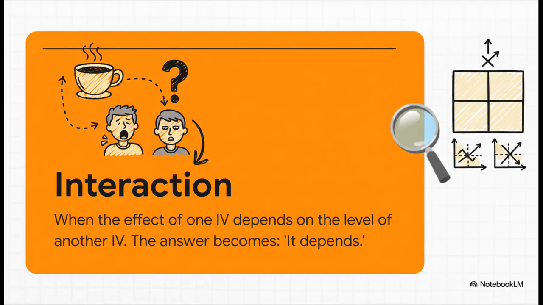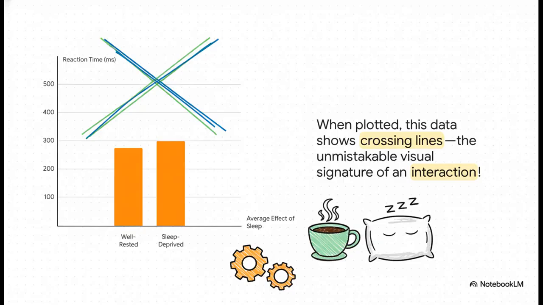This is the key. The secret password for an interaction is the phrase, "it depends." So when someone asks, "Does caffeine help?" If the answer is, "Well, it depends on whether you're sleep deprived," boom, you've just described an interaction. And check this out. This chart illustrates the point perfectly. In this new study, we're looking at caffeine and sleep deprivation. And notice the lines? They are absolutely not parallel. They actually cross. This is that unmistakable visual signature, that aha moment that tells you there's an interaction going on.